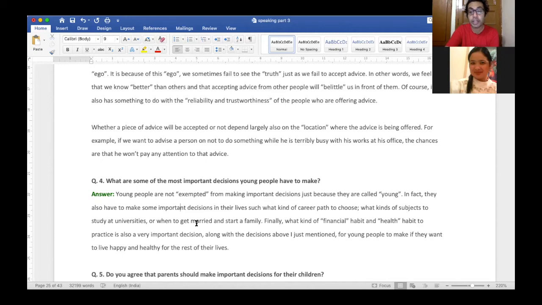Then how to invest in the insurance sector, whether they should take insurance regarding accidents, whether they should take health insurance.